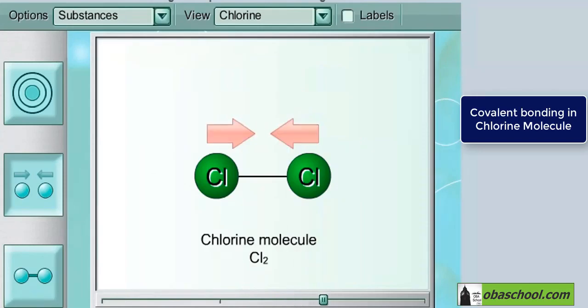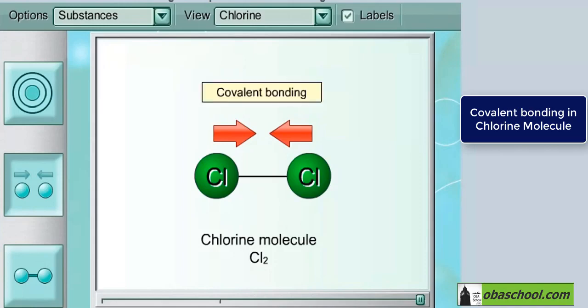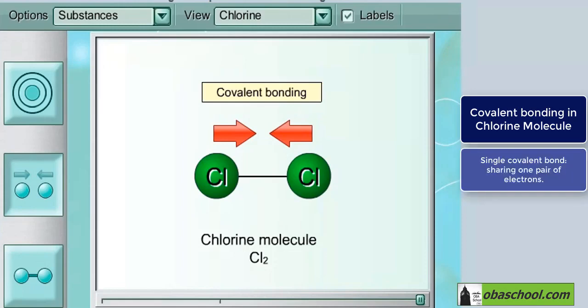So you see the forces of attraction between the 2 chlorine atoms in order to share the pair of electrons. And this is what we call covalent bonding. Such a covalent bond formed from a pair of shared electrons is called a single covalent bond. Covalent bonds are strong, and it takes a lot of energy to break a chlorine molecule into separate atoms again.